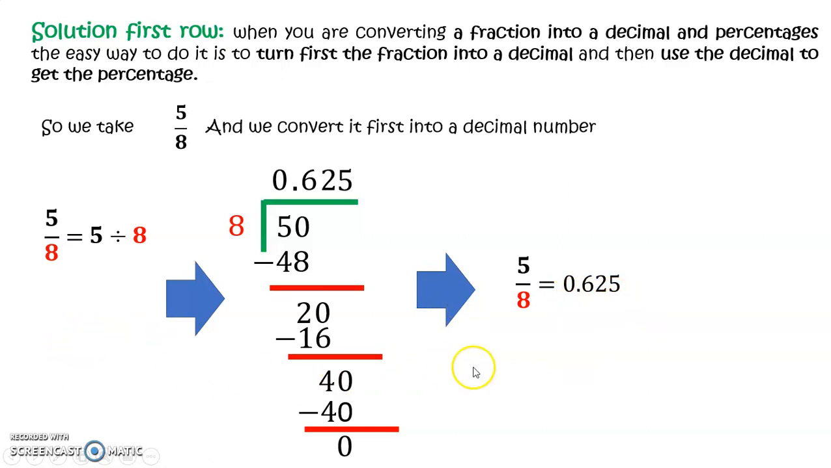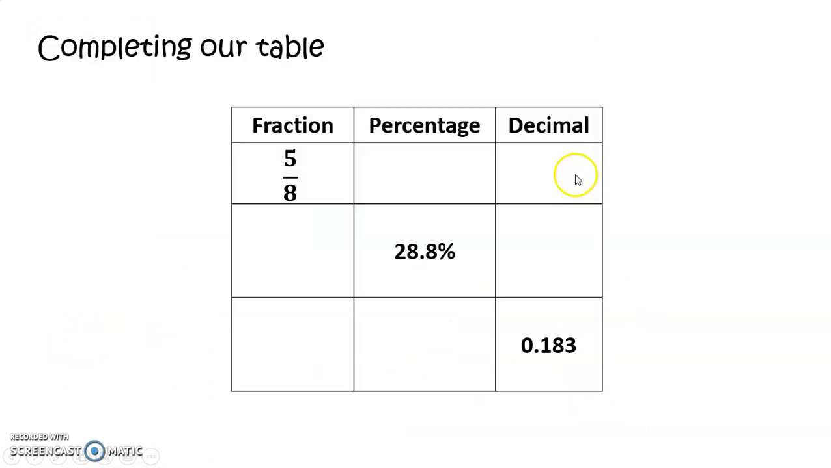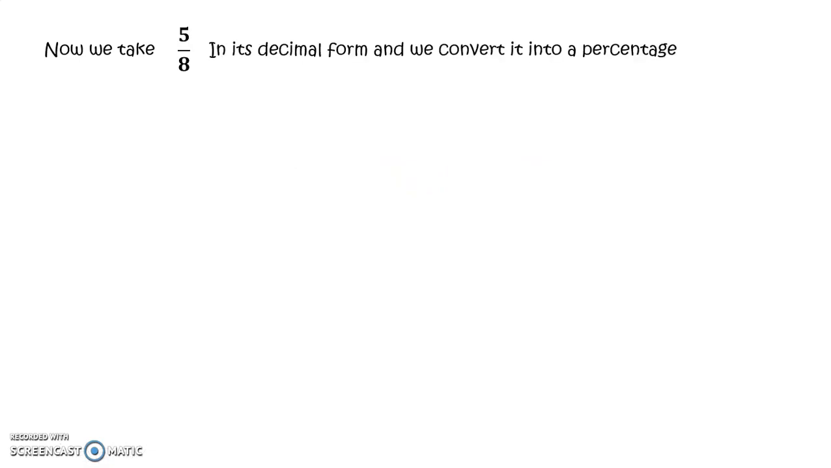So if we go to the table, we can write down the decimal form of the fraction. And now we're going to get the percentage. So now we are going to take 5/8 and turn it into a percentage. The easy way to do it is as I show you. We take 5/8 in its decimal form, because we already know that 5/8 is equal to 0.625. And we are going to take that decimal and convert it into a percentage. So how do we do that?